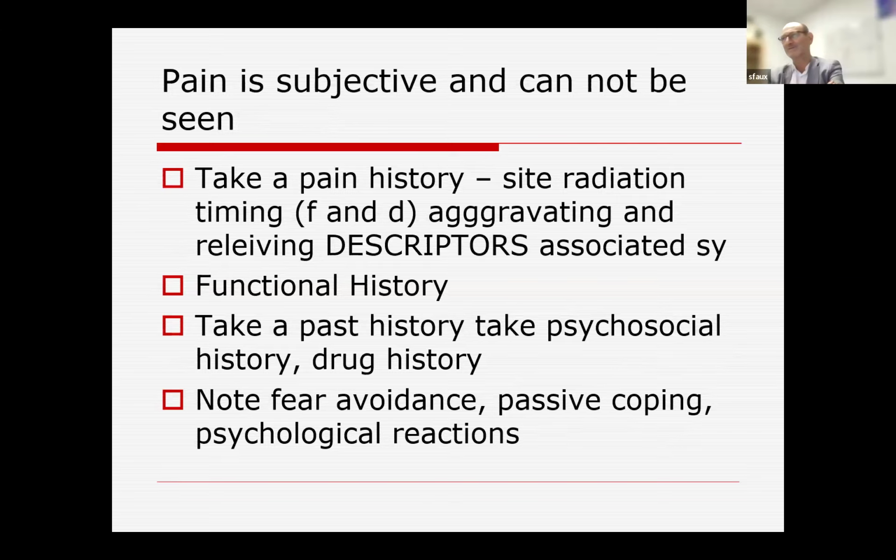So remember that pain is subjective and it can't be seen. So take a pain history, listen to the descriptors, take a functional history, make sure you know what the patient is able to do in activities of daily living. Take a past history, particularly drug history, so that you're clear as to whether there's been any drug and alcohol issues in the past, and note some of the passive coping styles. There's a lot of people who want everyone to look after themselves, don't want to really contribute to their own care, and some of them are very fearful to move.